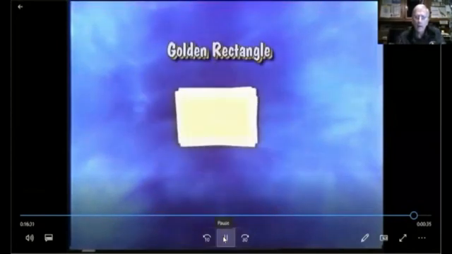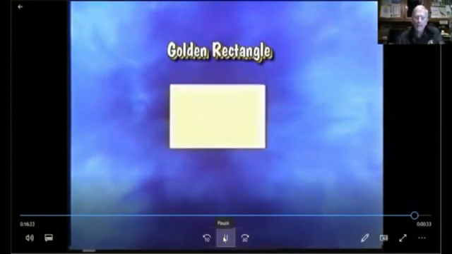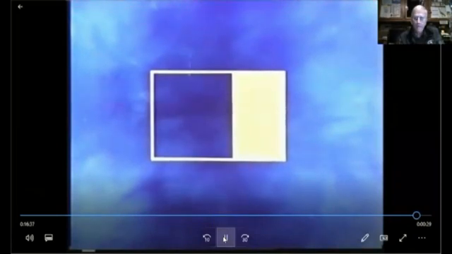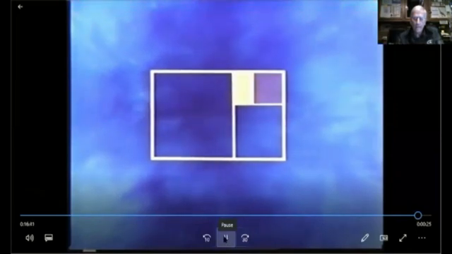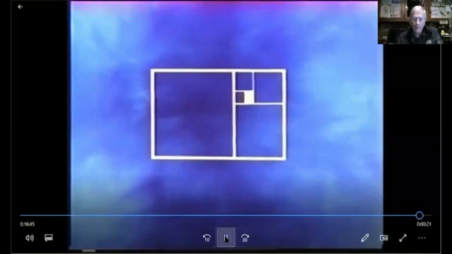It's a most remarkable shape. It can mathematically reproduce itself indefinitely. All these rectangles have exactly the same proportions.